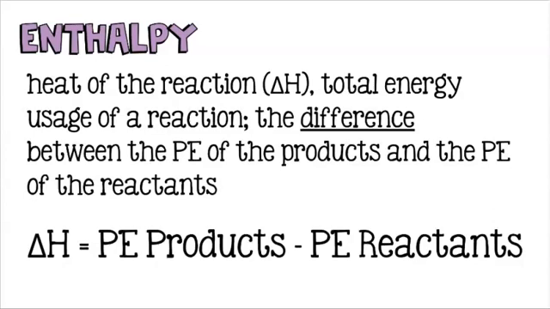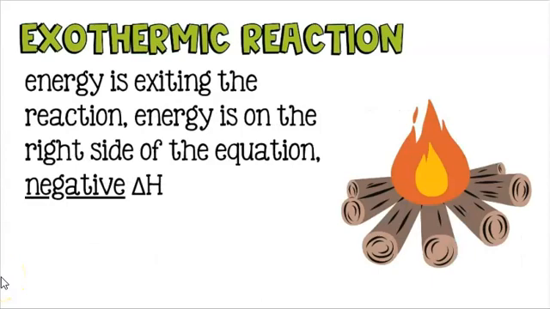Enthalpy is the heat of reaction. It is the total energy usage of the reaction, or the difference between the potential energy of the products and the potential energy of the reactants. We can calculate delta H, or the change in enthalpy, by taking the potential energy of the products and subtracting that of the reactants. In an exothermic reaction, energy is exiting the reaction.